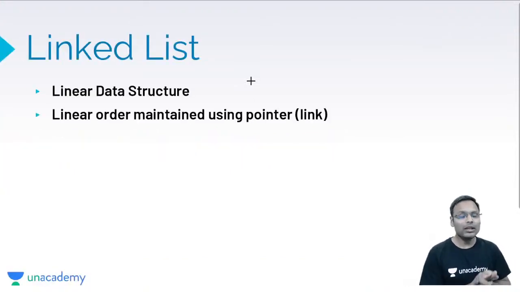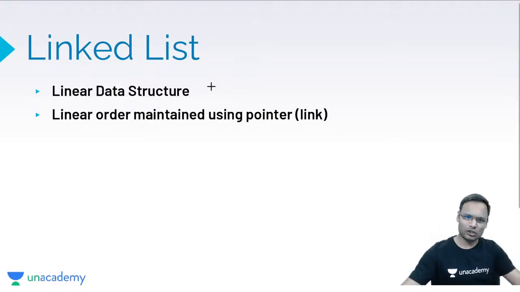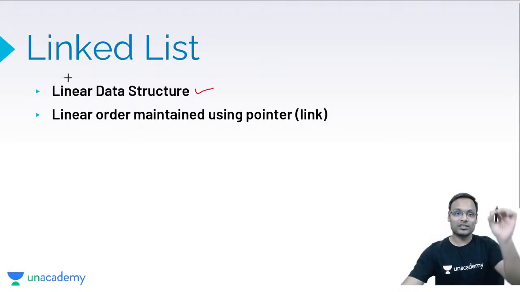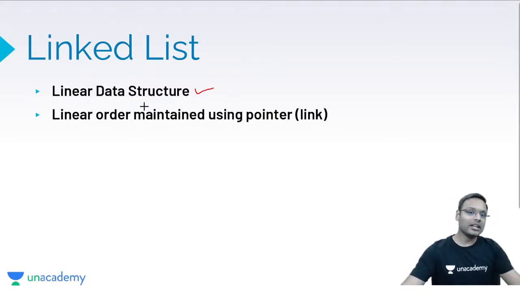So linked list is a linear data structure. सबको पता है. How does the linear data structure linked list manage its linear order? The linear order is maintained using pointers.